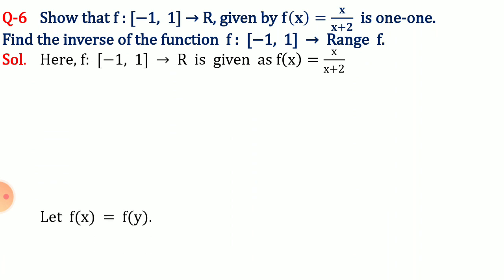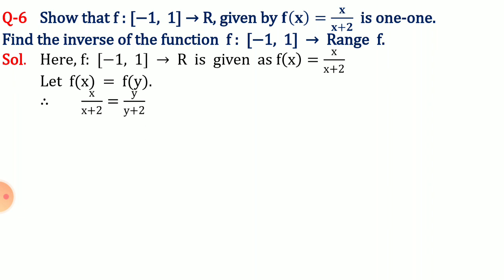For every x and y belonging to the closed interval [-1, 1], let f of x be equal to f of y. Here f of x is equal to x upon x plus 2 and f of y is equal to y upon y plus 2. Therefore x upon x plus 2 is equal to y upon y plus 2.